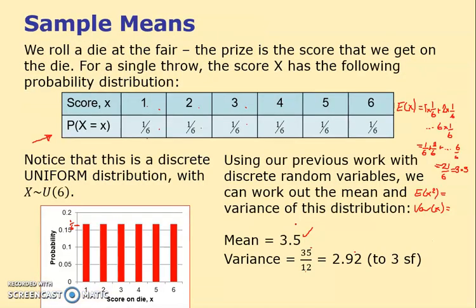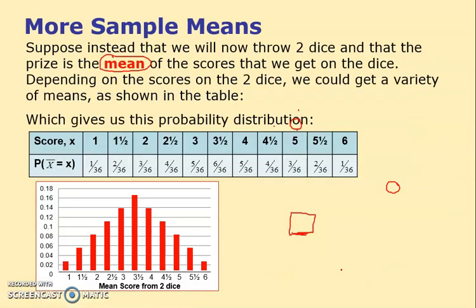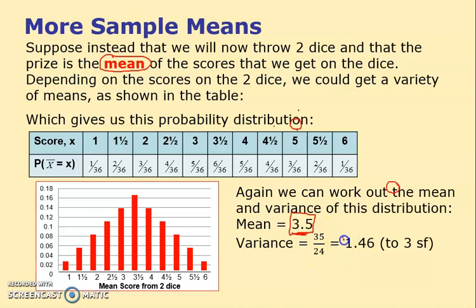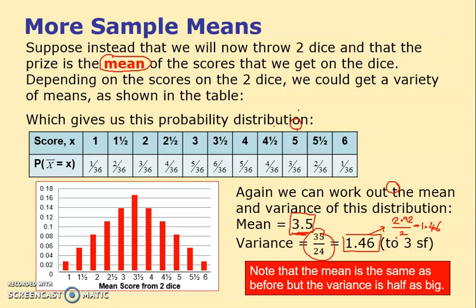Remember last time, I'm just going back, we got 3.5 and 2.92. So what did we get this time? We got 3.5 and 1.46. And that seems to me to be 2.92 divided by 2. It is 1.46. So although I've calculated it using this posh method, in actual fact, it turned out that I could have just halved what I had before. And so that's what I've written here. Notice the mean is the same as before, but the variance is half as big.